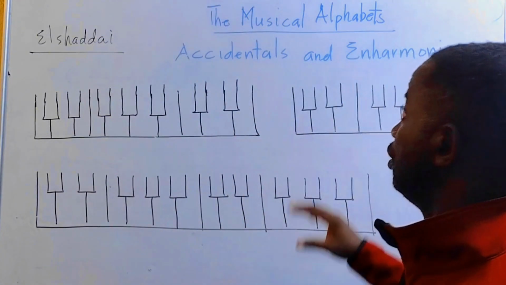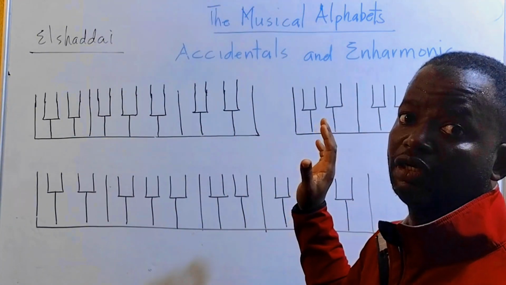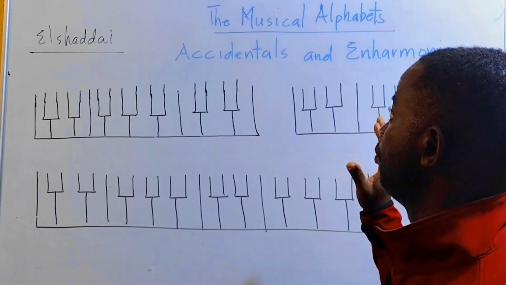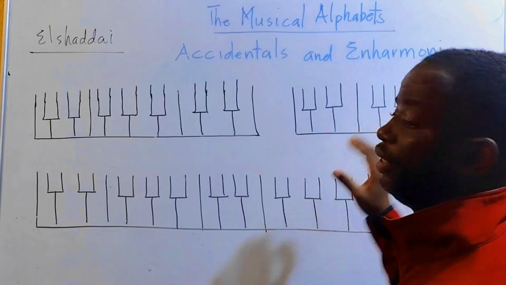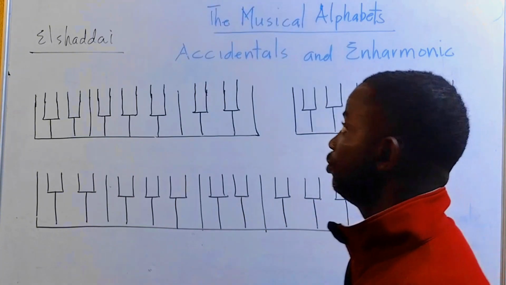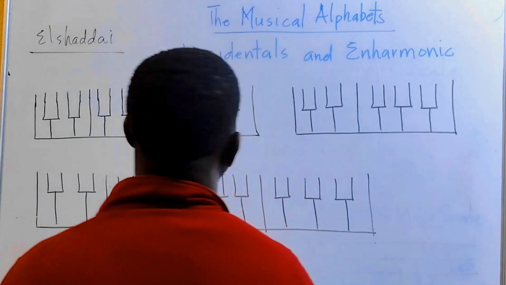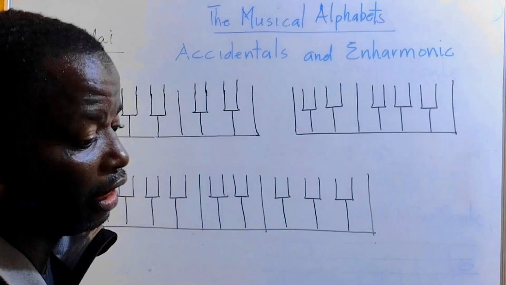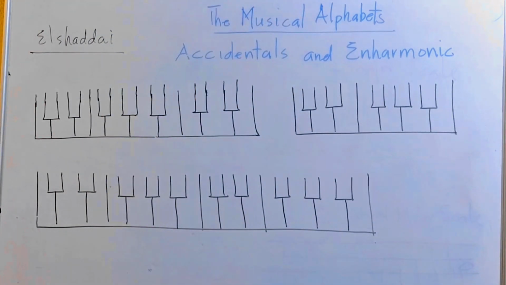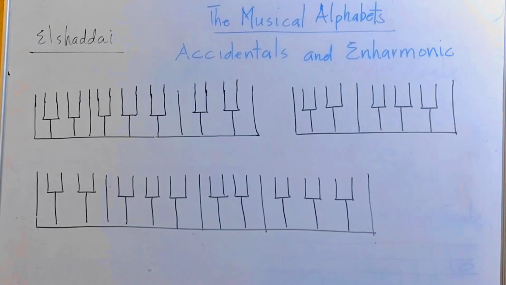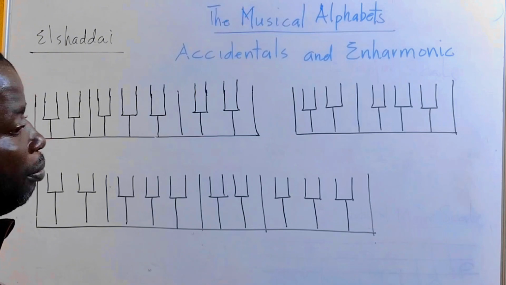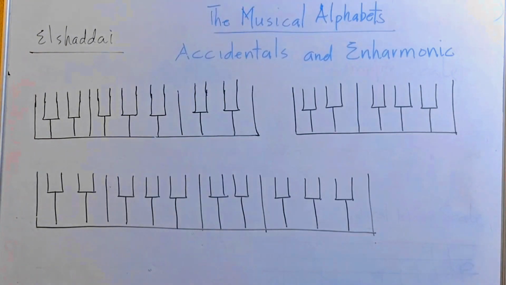I call this the first topic for beginners: the musical alphabet, accidentals, and enharmonics. When we're discussing the piano, the musical alphabet has to do with the first 7 letters of the English alphabet: A, B, C, D, E, F, and G. These letters are used to label the white keys of the piano.